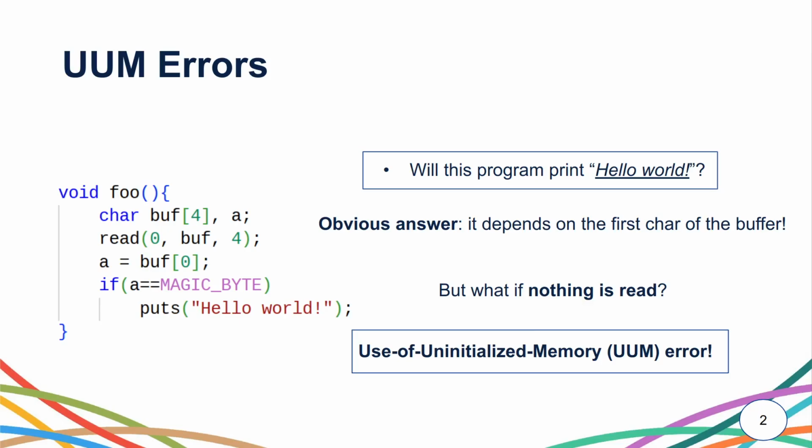But what happens if nothing is read? What happens if the read function fails to read any byte? Well, in this case, A would be uninitialized, but it would still be compared with the magic value in the if statement, leading to a use-of-uninitialized memory error.